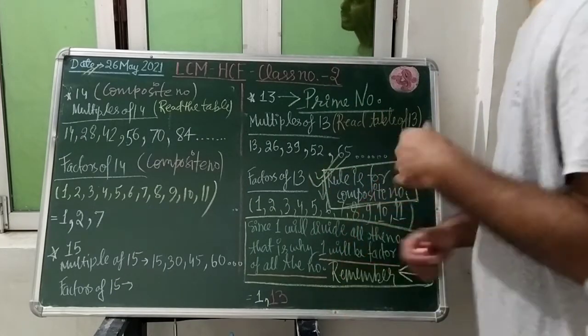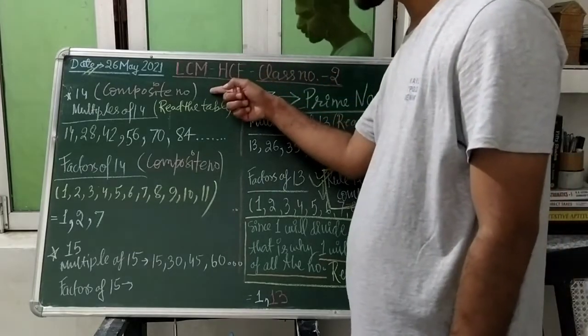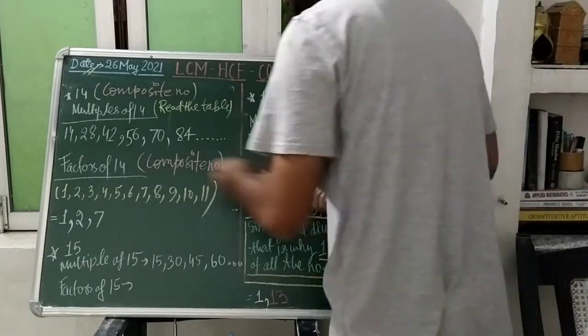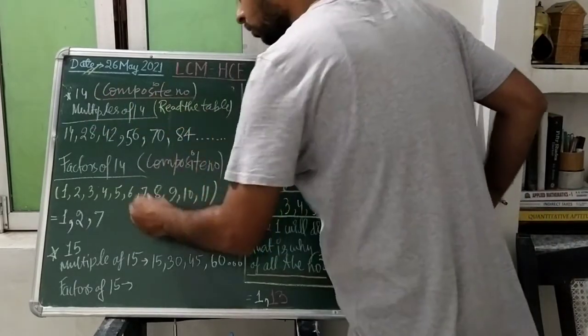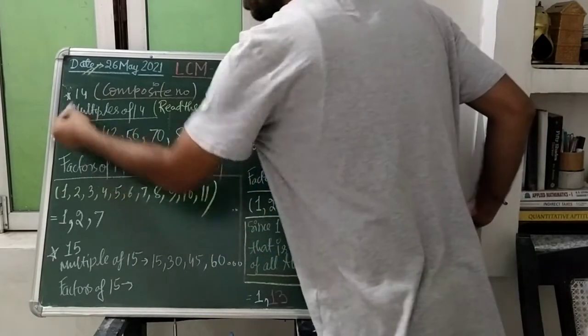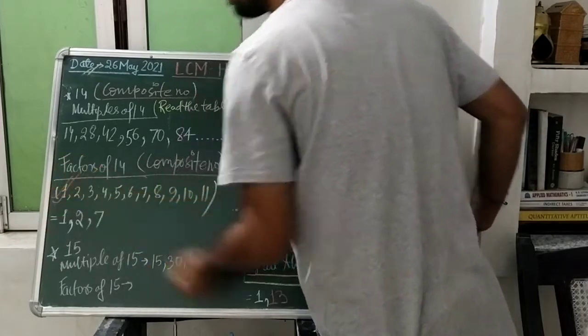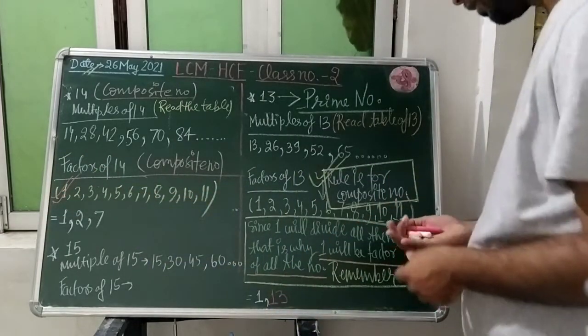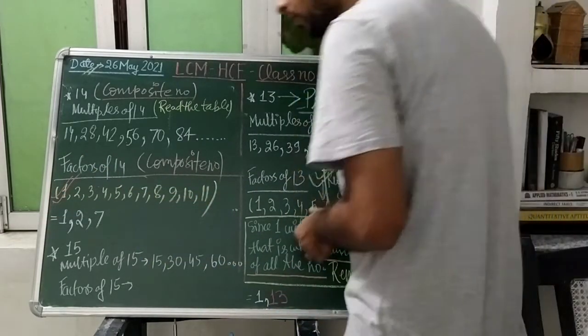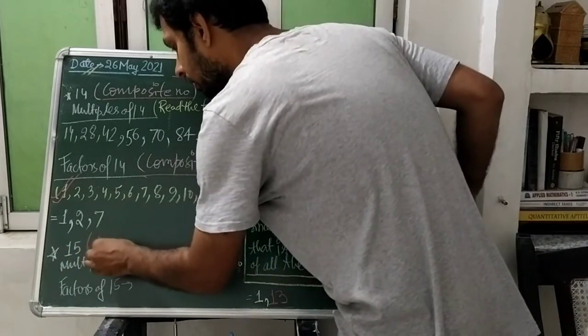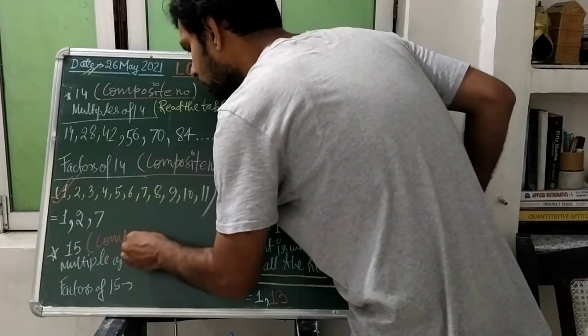But when we are talking about composite numbers, friends, here we are looking at composite numbers. So for composite numbers, friends, what will you do? You will apply this rule. And you are looking, friends, that 15 is a composite number. It is not a prime number.